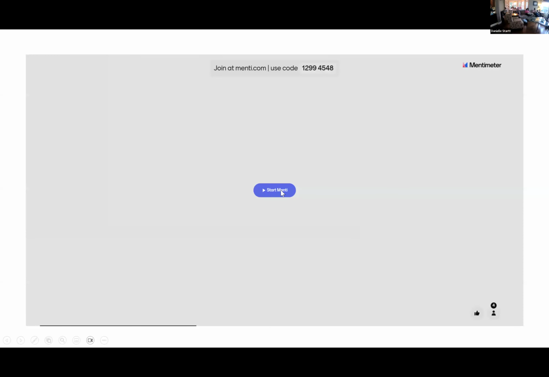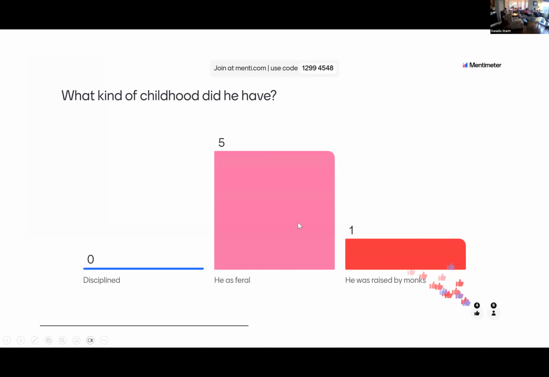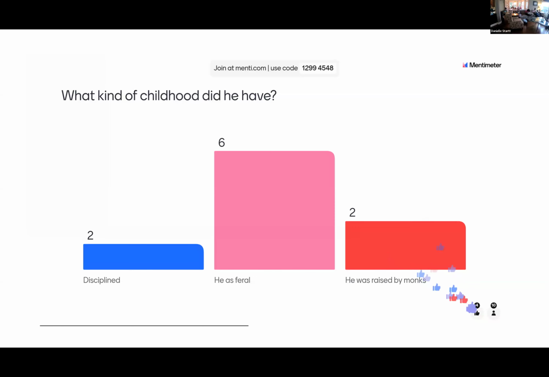All right, now, how about what kind of childhood did he have? That should say he was feral. That's the one that Caitlin just caught. Disciplined, feral, or raised by monks. Feral means wild. Was he allowed to run wild? Or was he disciplined, or was he raised by monks? I mean, if he was raised by monks, he was probably disciplined too. That's true.